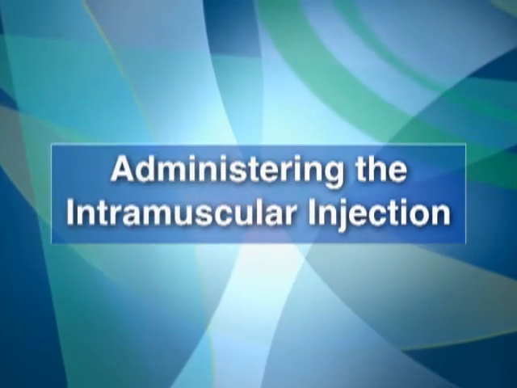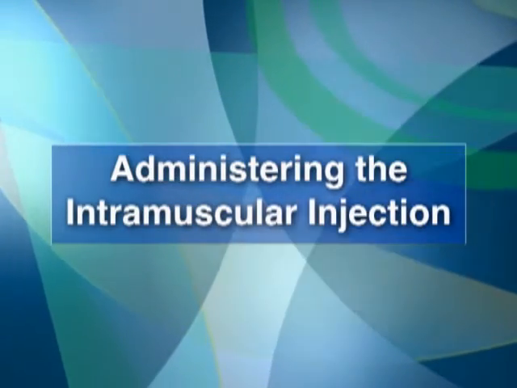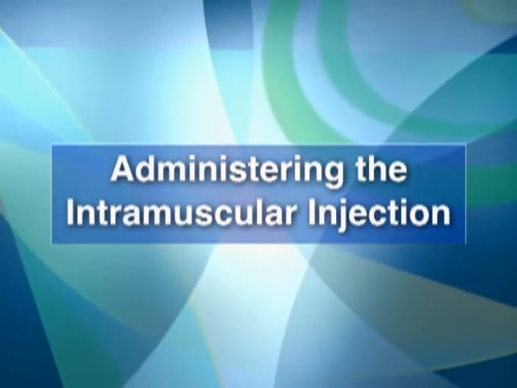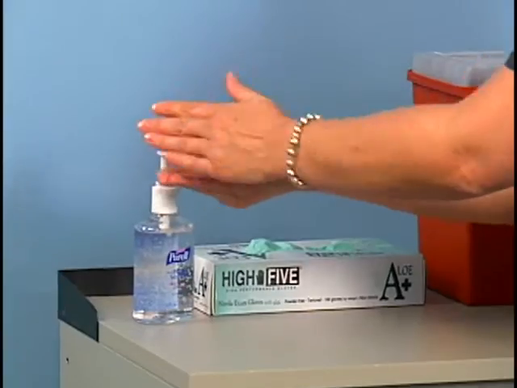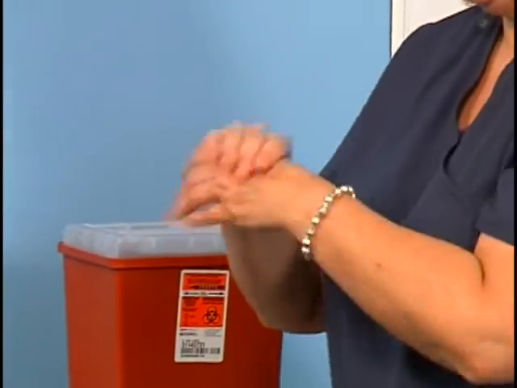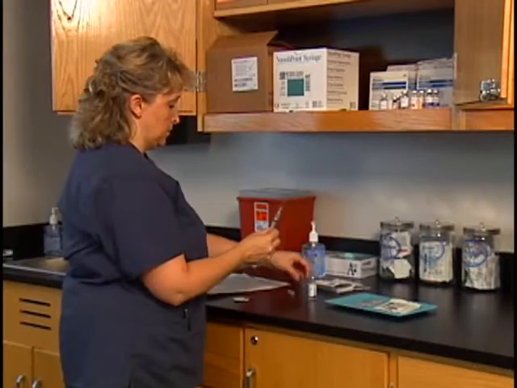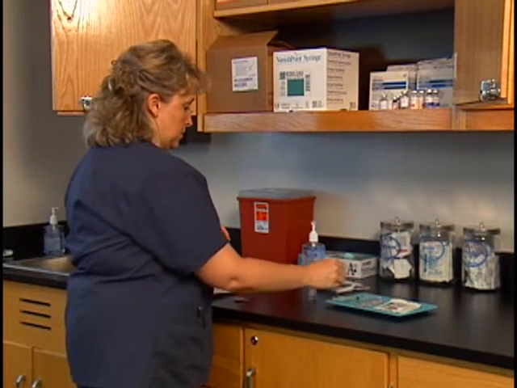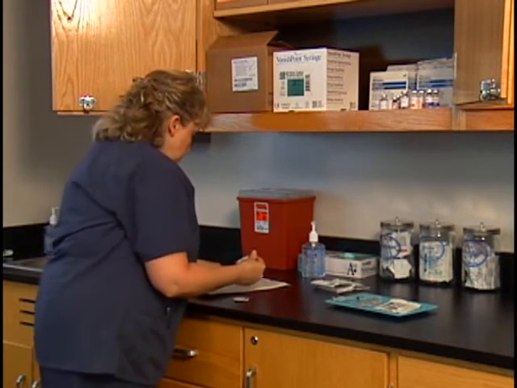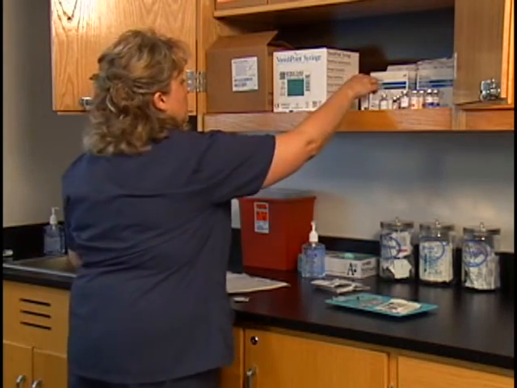Now that you are familiar with the intramuscular injection sites, the medical assistant will demonstrate the procedure for administering an intramuscular injection. Sanitize your hands before you begin. Prepare the injection. The physician has ordered a tetanus toxoid injection. The injection is to be given in the deltoid site.